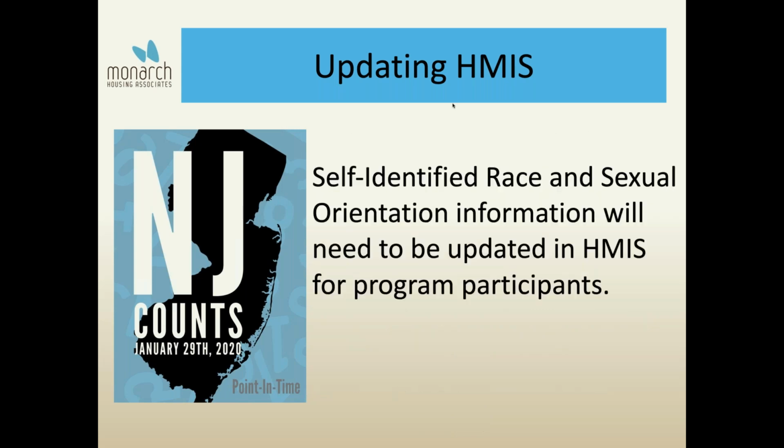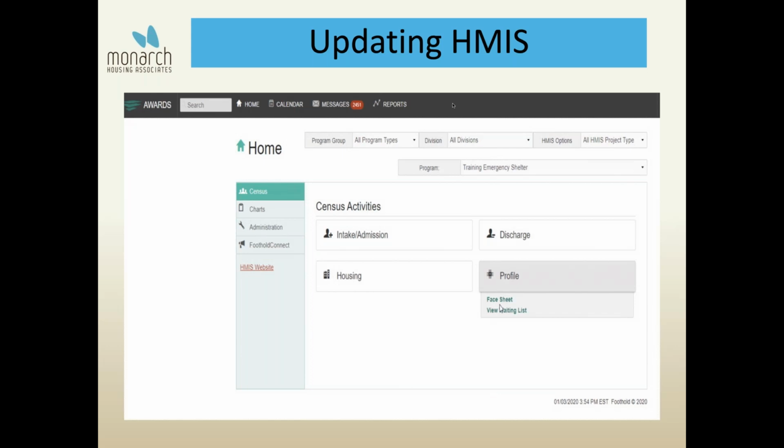Self-identified race and sexual orientation information will need to be uploaded in HMIS for all program participants, because this is not a part of your normal intake process. So we have actually created a form. When you're uploading in HMIS, if you want to pull up your HMIS, you can. Reference this guide as needed.